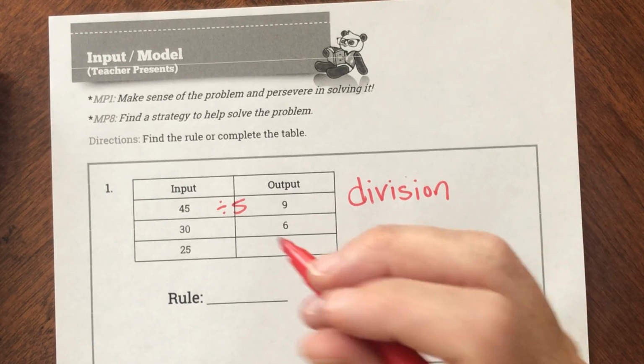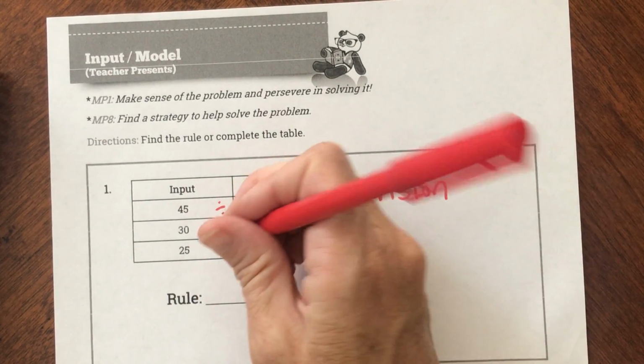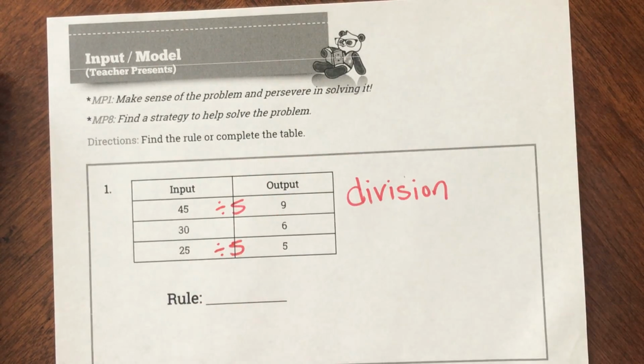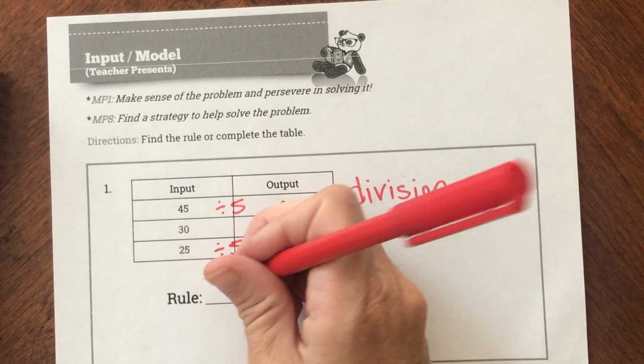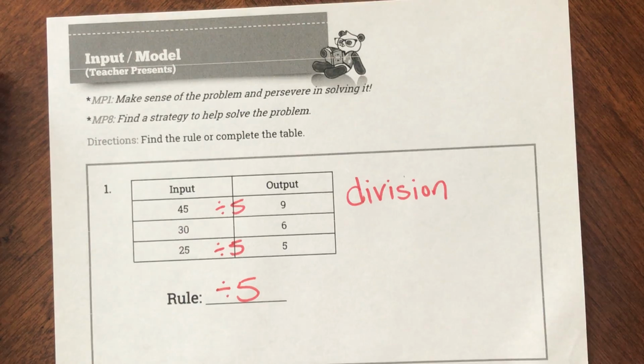So I'm going to check at least another one. If I divided 25 by 5, would I also get 5? Yes. So my rule is divide by 5.